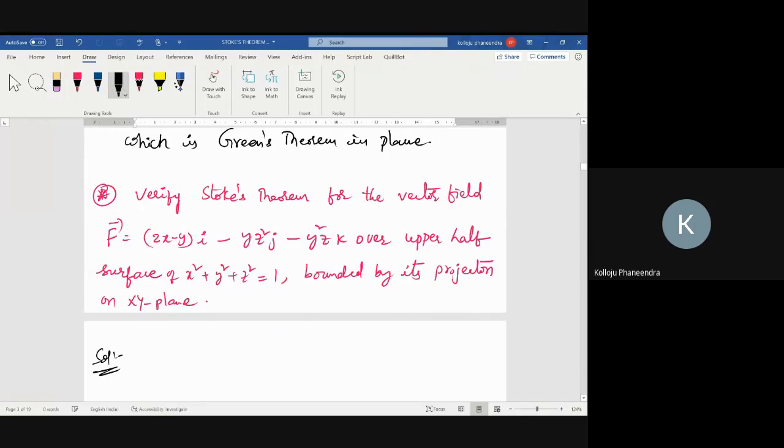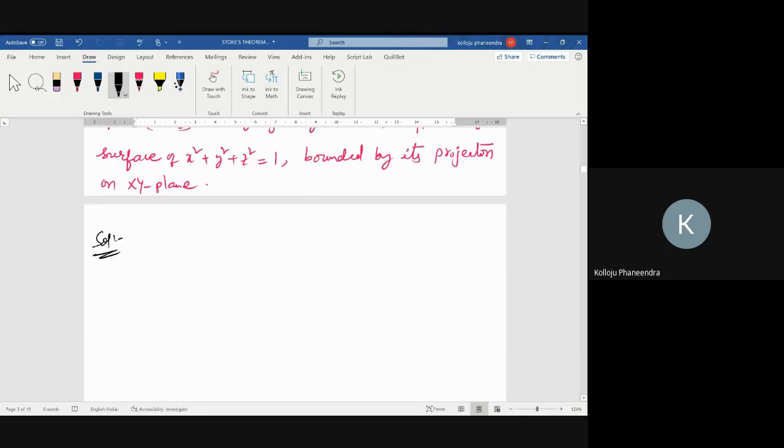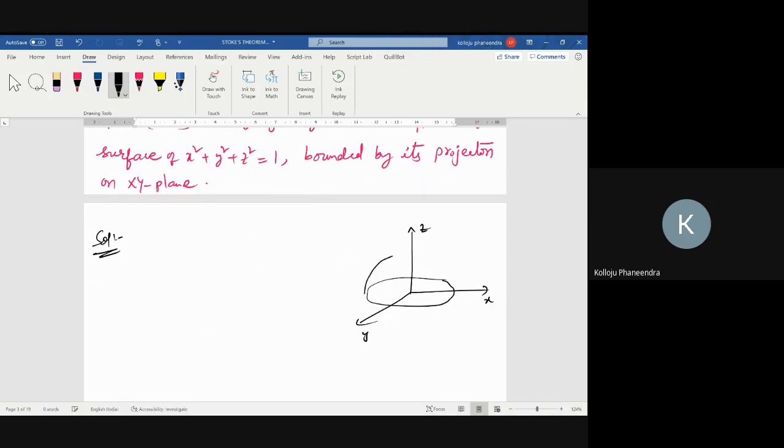F bar is given, and let me check whether the surface is open or not. To apply Stokes theorem, the surface must be an open surface. So clearly it is the upper half of the sphere x square plus y square plus z square equals 1. This is the x-axis, y-axis, and z-axis. This is the upper half portion of the sphere. So it is an open surface.